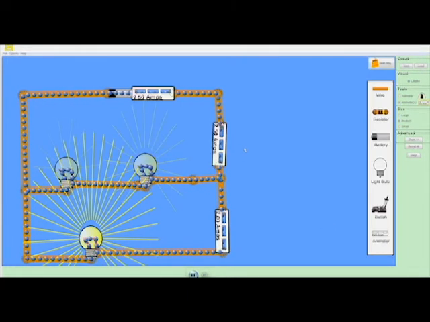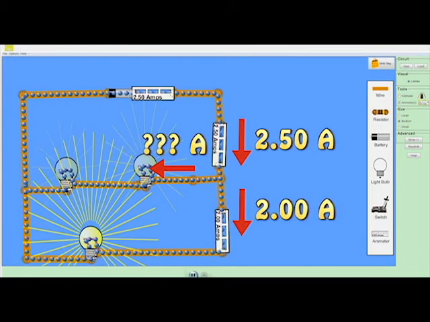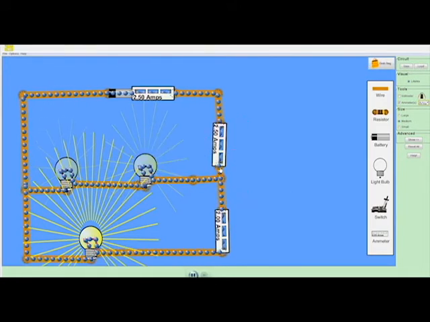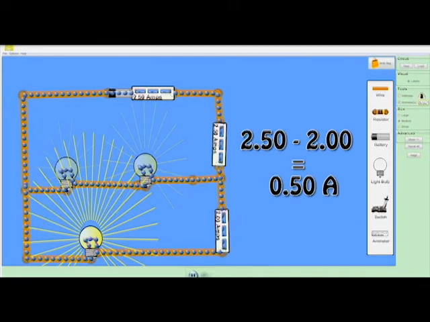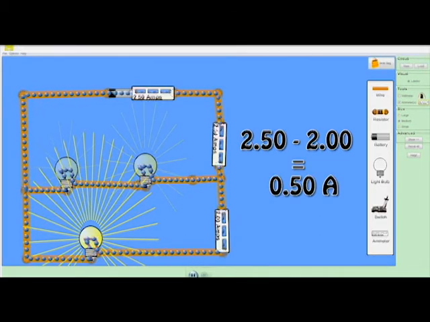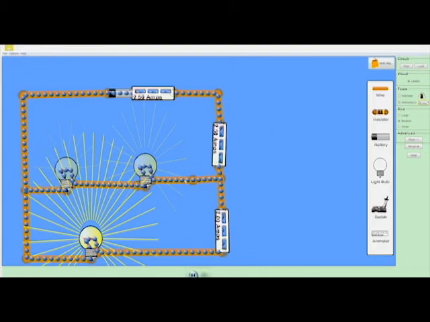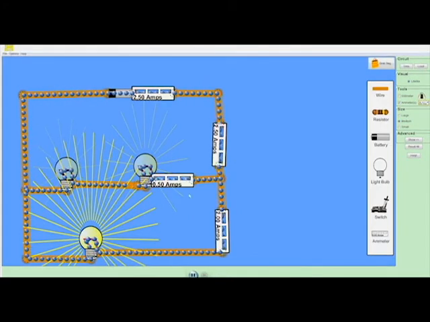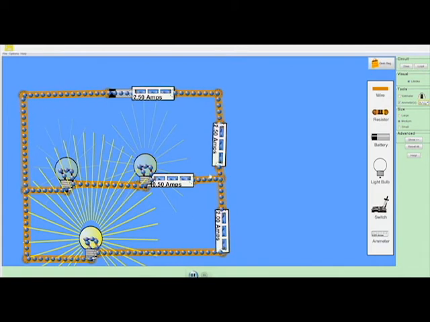Let's try an example. We've got 2.5 amps in, 2 amps out, but we don't know what current is along this branch here. We can use the rule total current in equals total current out to work it out. You can probably see that the difference between 2 and 2.5 is 0.5 amps, and we could also do 2.5 minus 2 equals 0.5 amps. So we'd expect there to be 0.5 amps of current along this branch. Let's see if that's correct. And you can see indeed there is 0.5 amps of current along this branch. So 2.5 amps in, 2 amps along the bottom branch. That means there must be 0.5 amps along this middle branch.